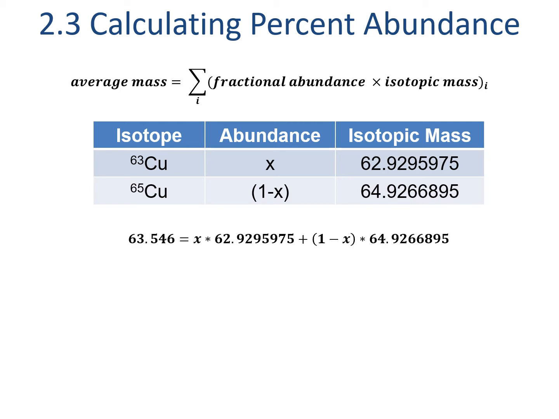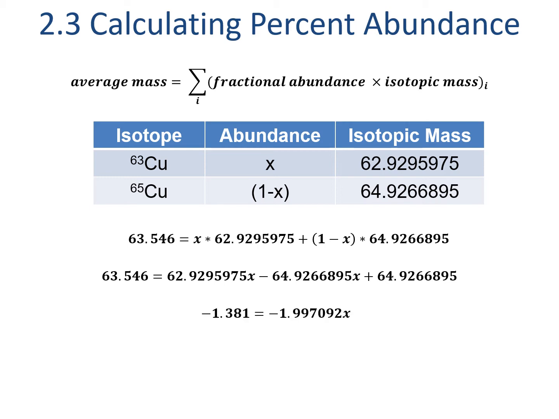Each abundance is multiplied by the isotopic mass that goes with it, and you can compute out the 1 minus x. Combining the terms and solving for x is just an application of algebra, as is solving for 1 minus x.